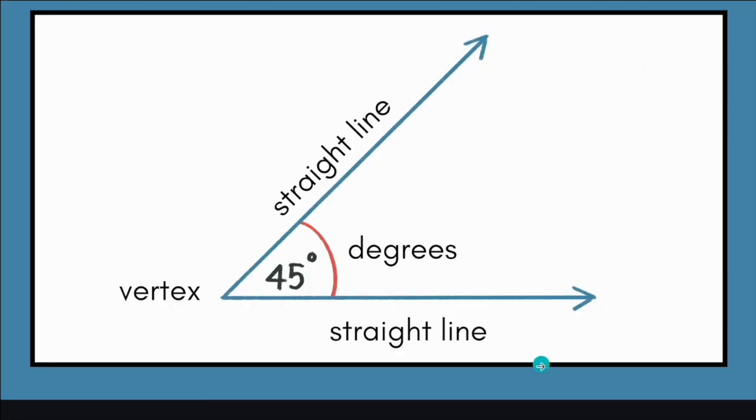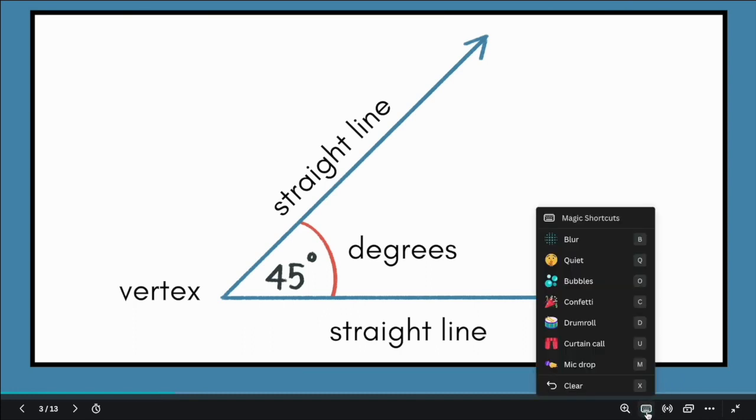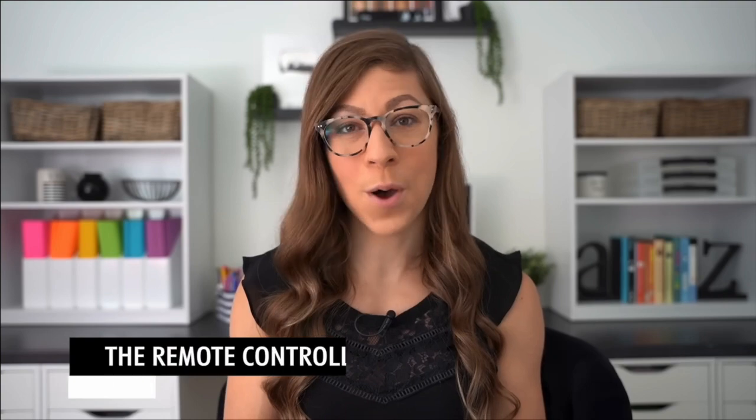But at any time, if you forget, you also have a reference within Canva's present mode. So if I bring my mouse down to the bottom, I'm going to get this little bar. I can click the keyboard. That's going to show me those magic shortcuts, and then I can click it again in order to get rid of it. Hack number 2 is the remote controller.